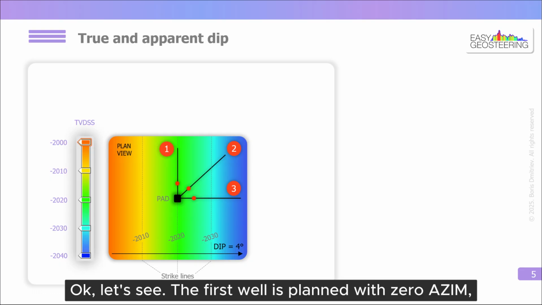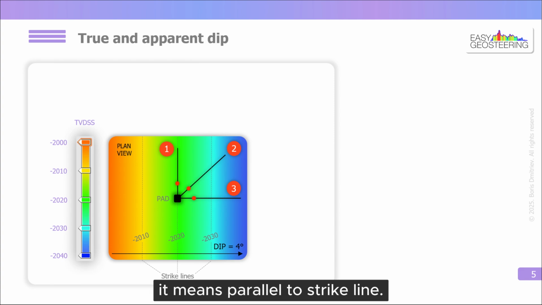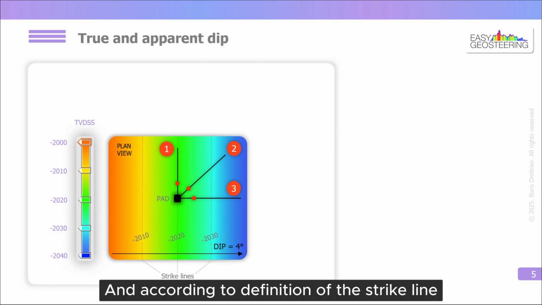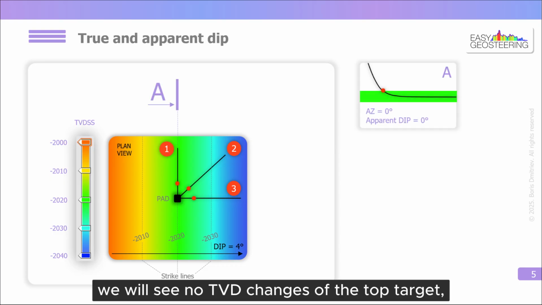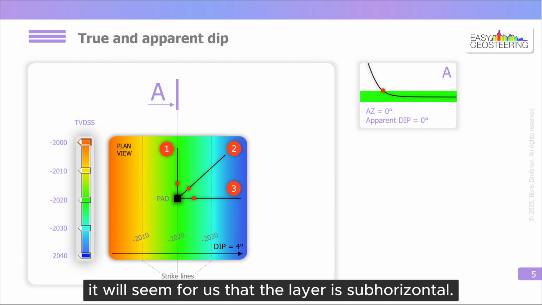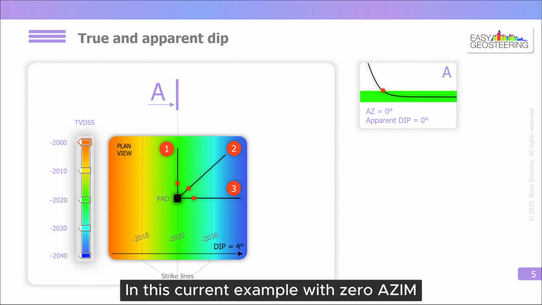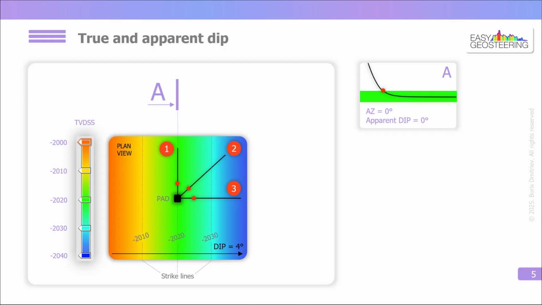Okay, let's see. The first well is planned with 0 azimuth, which means parallel to the strike line. And according to the definition of the strike line, if we make a cross-section by line A, we will see no TVD changes of the top target. It will seem to us that the layer is subhorizontal. In this current example, with 0 azimuth, we have 0 apparent dip.